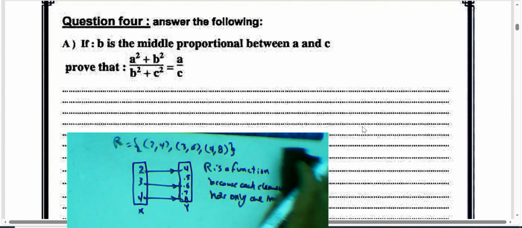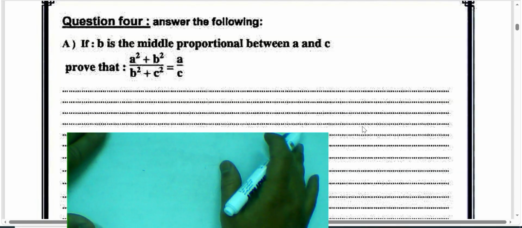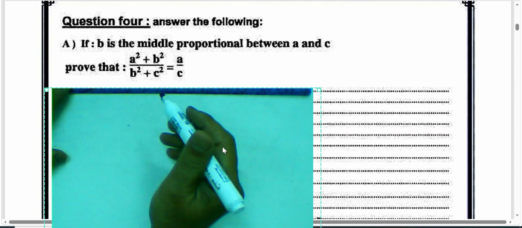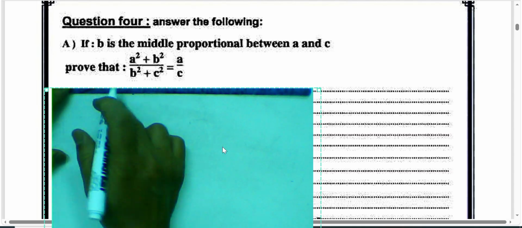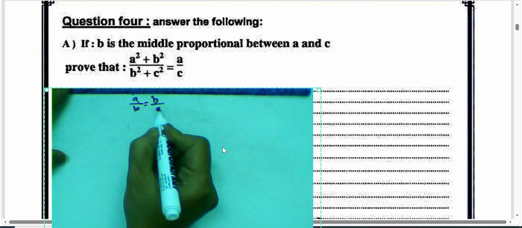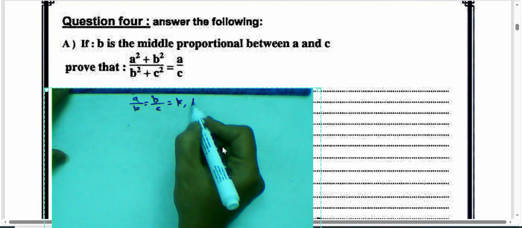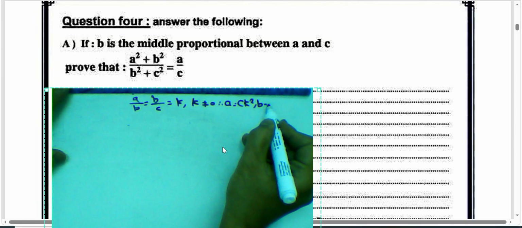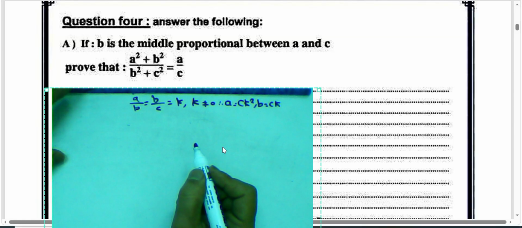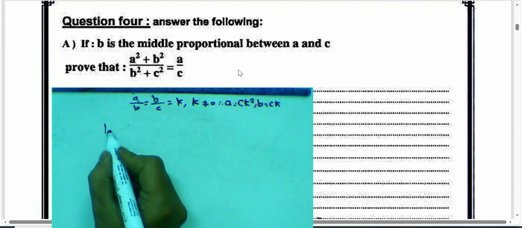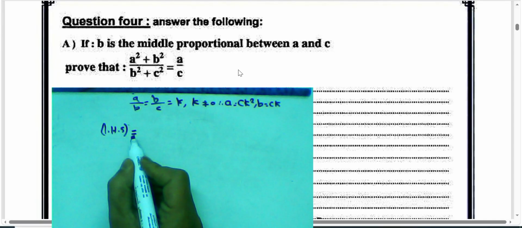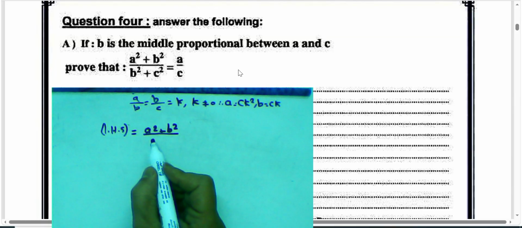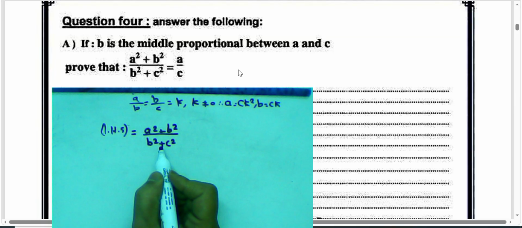If B is the middle proportion between A and C, prove that the left hand side equals the right hand side. B is the middle proportional between A and C, then A over B equals B over C equals a constant K, and K not equal 0. Then the value of A equals CK power 2 and the value of B equals CK. So we have the left hand side here: A power 2 plus B power 2 over B power 2 plus C power 2.